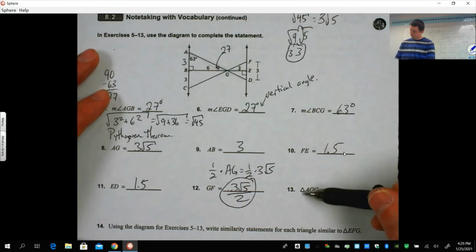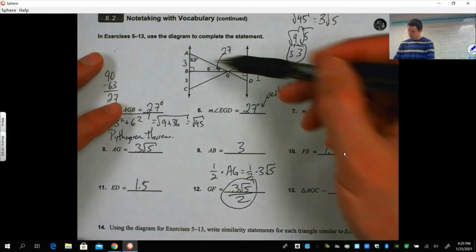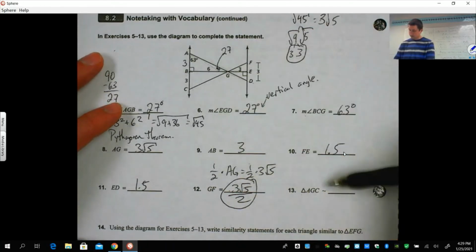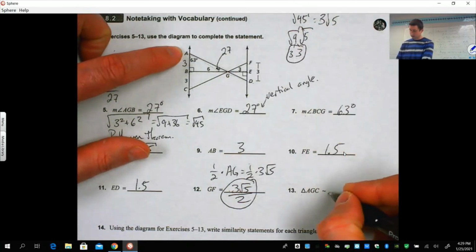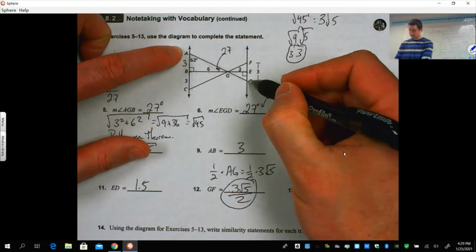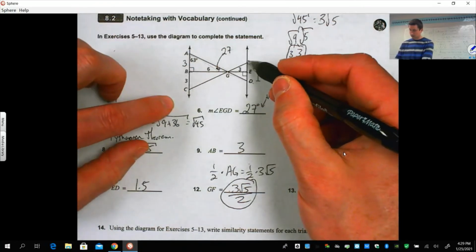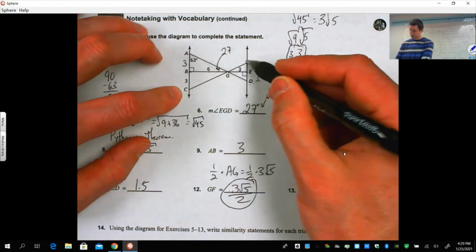Now they're stating triangle AGC is similar to triangle... Now remember, A gets rotated down to D. So AGC would go to DGF.